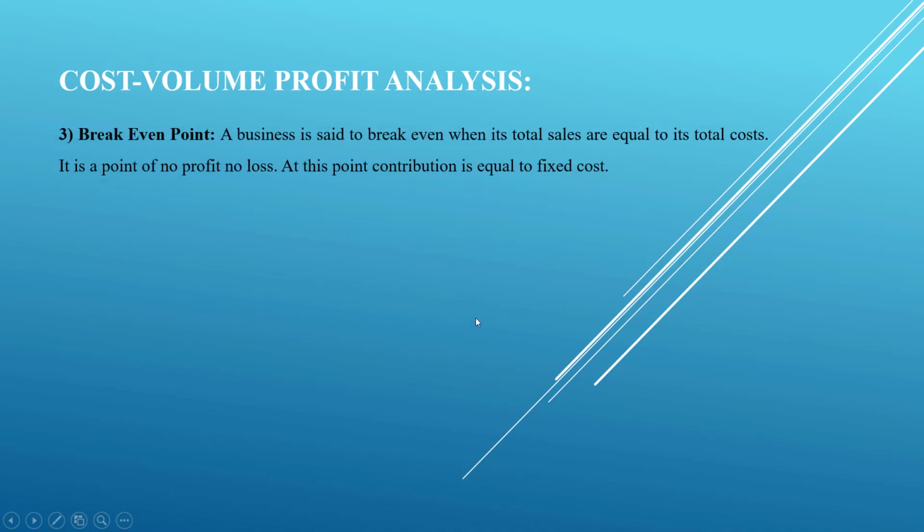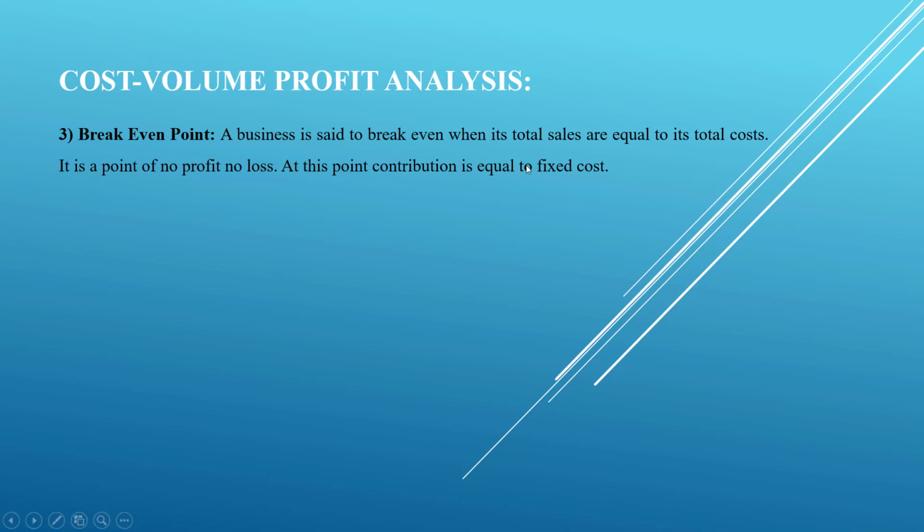Next is break even point. Now what is break even point? Break even point is that point where the cost of a product and the sales of a product are equal. There is no profit, no loss. You don't get any profit, you don't get any loss. And CVP analysis also answers that question, right? To avoid losses, the company should have a break even point. It is that point where there is no profit or no loss.